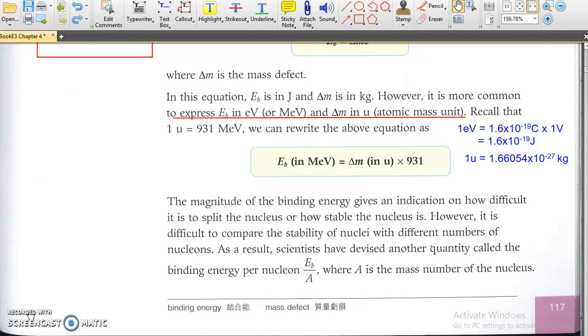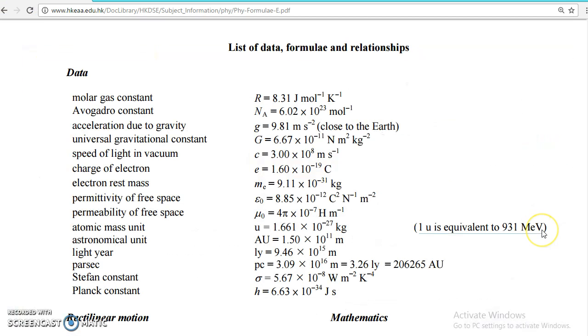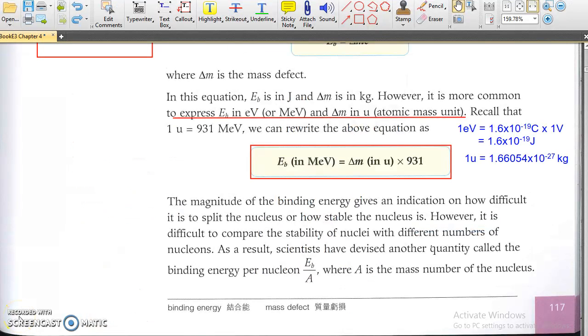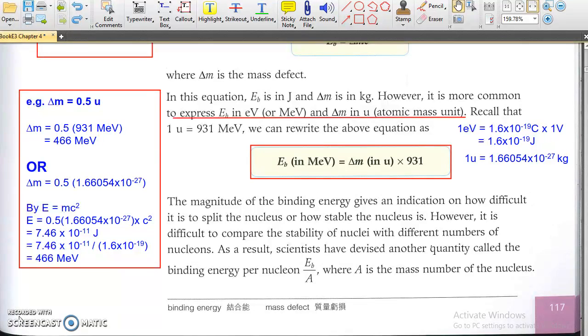And binding energy E_B expressed in mega electron volt equals the product of mass defect in u and 931, which actually comes from the equation E equals mc squared. And note that such relationship is given in the formula sheet in the examination. For example, for 0.5 u of mass defect, it equals 0.5 multiplied by 931 mega electron volt of binding energy.